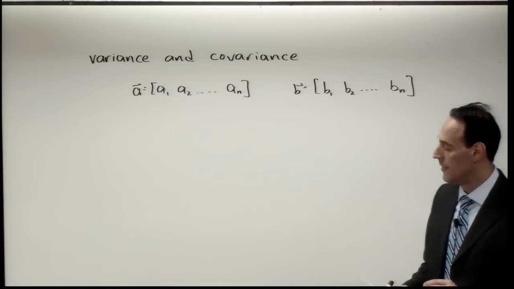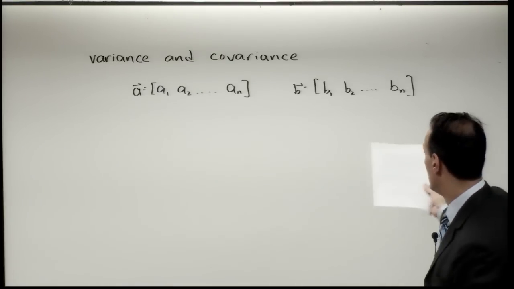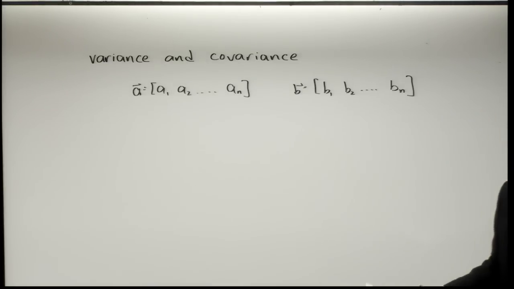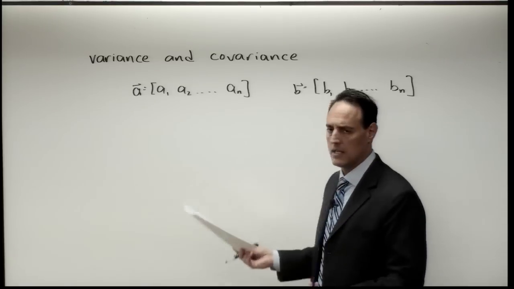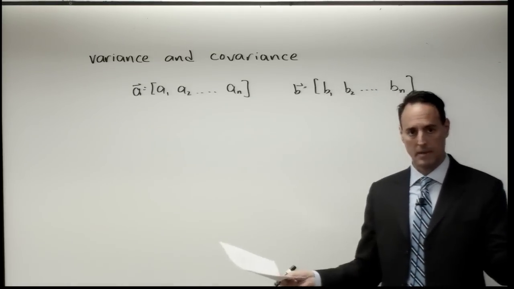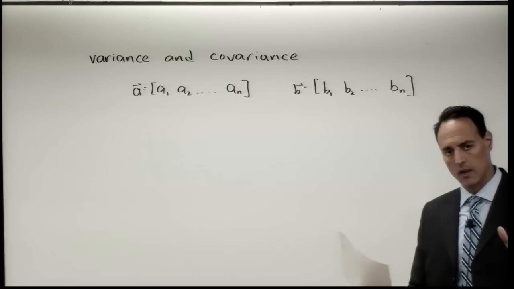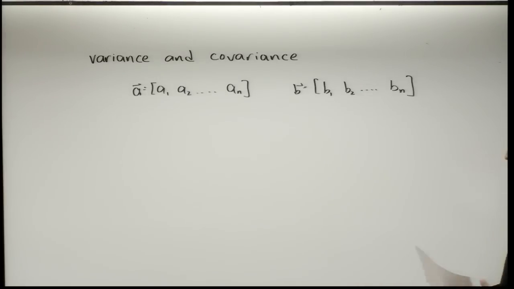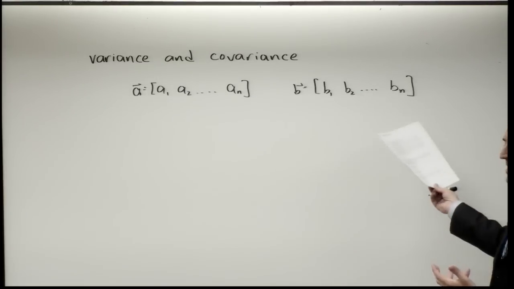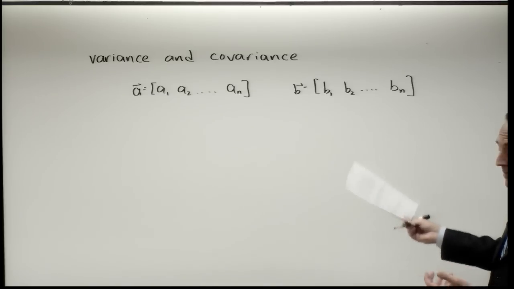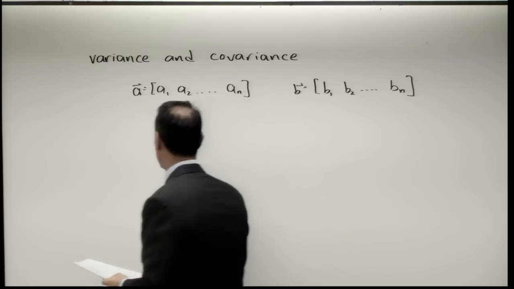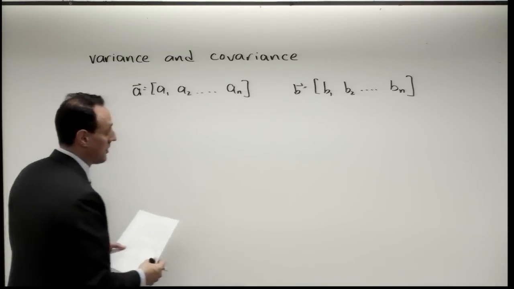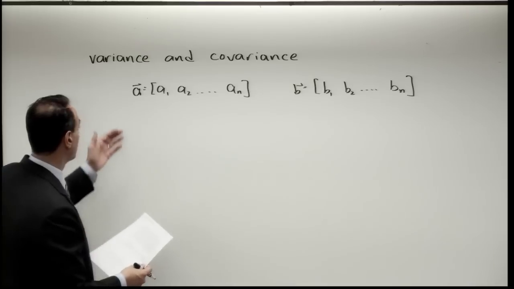In particular, if I think of A as a set of data and B as a set of data, I could ask the following question. Are these two data sets statistically independent, or are they related somehow statistically? In other words, when I look at A, could I tell you something about B, or vice versa? So this is what variance and covariance gives you, or covariance tells you how they're related. But variance tells you something simple.